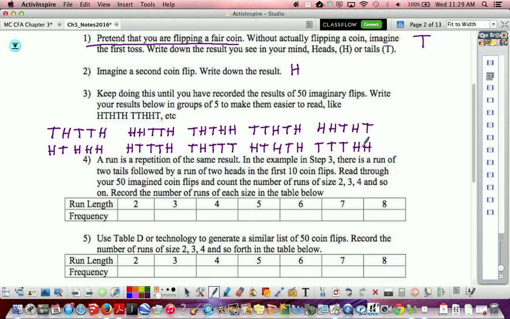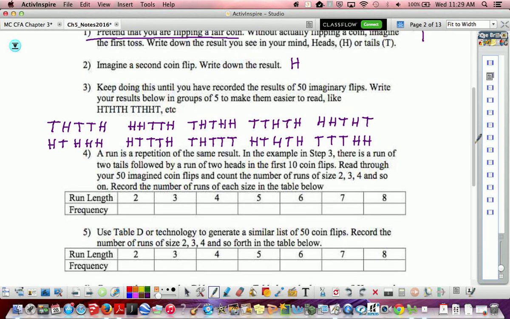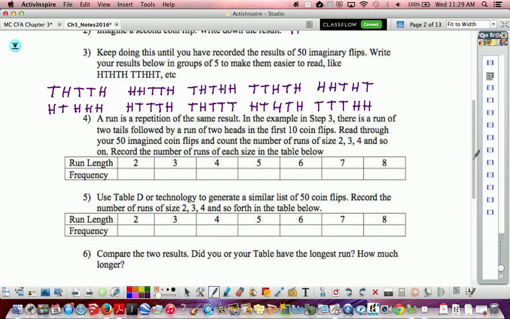Now you might be going, what in the world is a run? Right here in number 4 it says a run is a repetition of the same result. In my example up here, notice how it went heads, tails, heads, tails, heads, tails, tails. These 2 tails in a row would be a run of 2. Likewise, the next heads, heads together would be another run of 2.